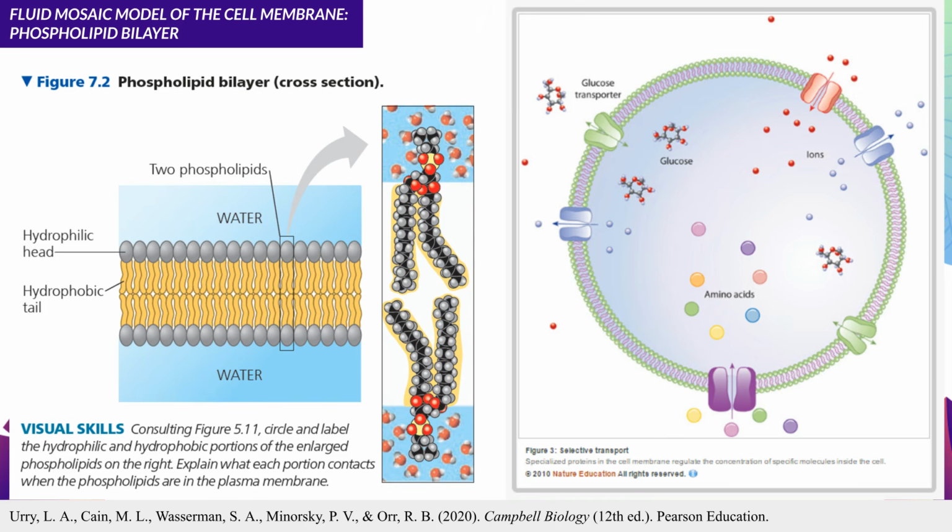This diagram illustrates how amphipathic phospholipids arrange themselves to form a bilayer. Each phospholipid has a polar, hydrophilic head that is attracted to water and nonpolar, hydrophobic tails that repel water. As a result, the heads face the aqueous environments inside and outside the cell, while the tails face inward. This arrangement creates a stable barrier between the cell and its surroundings.